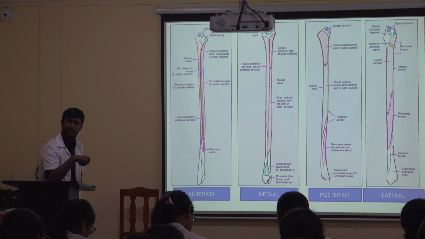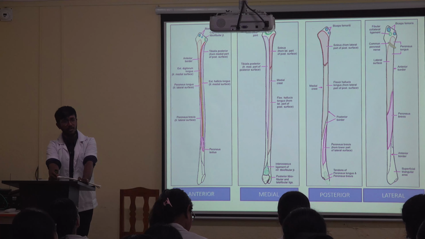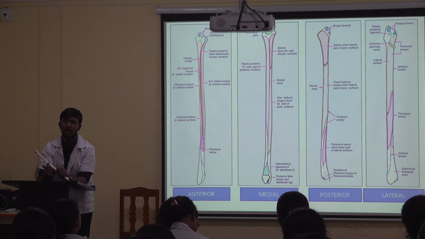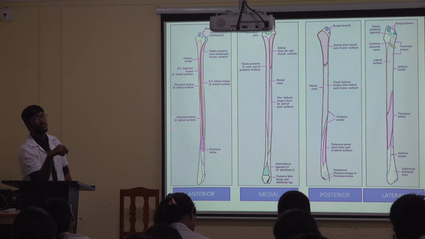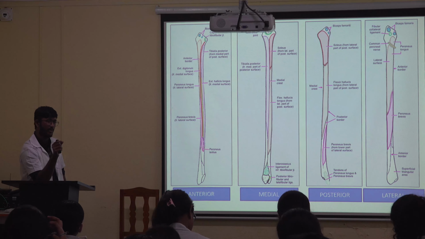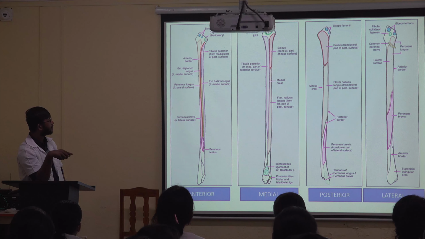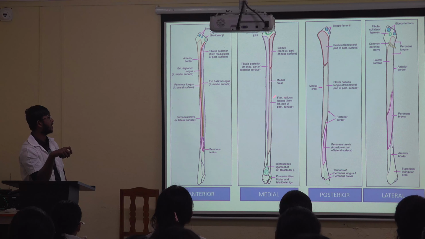In the lateral surface we have the origin of peroneus longus and peroneus brevis. What do you mean by peroneus? Peroneus means pin-like structure. You will see the peroneus muscles in the cadaver also. These are very thin but long muscles. Peroneus longus is the long muscle, and brevis is comparatively smaller than the longus. So this is the peroneus brevis. And on the posterior side we have the soleus, tibialis posterior and flexor hallucis longus.